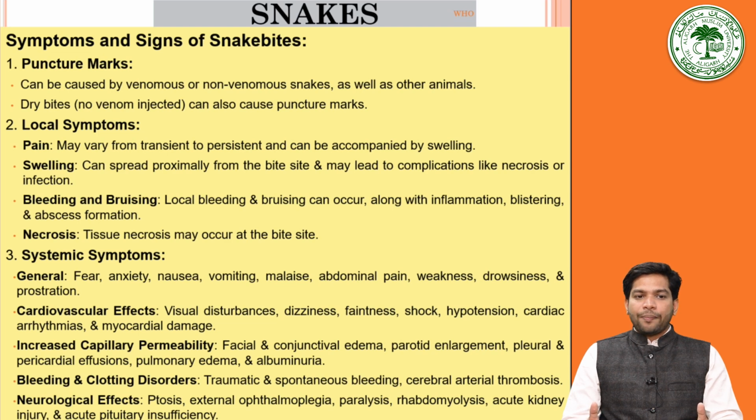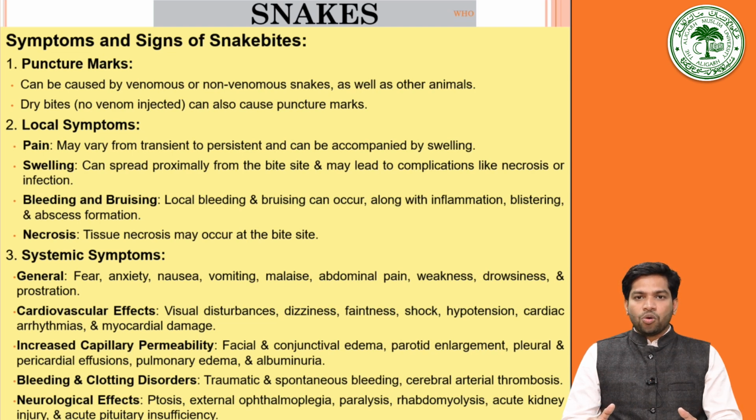Swelling can spread proximally from the bite site and may lead to complications like necrosis and infection. Then there can be bleeding and bruising underneath the bite site. Local bleeding and bruising can occur along with inflammation, blistering, and abscess formation. Necrosis of the tissue occurs at the site of the bite.